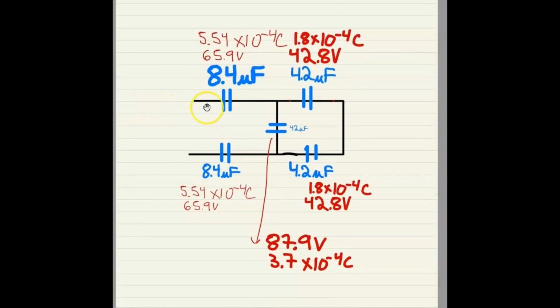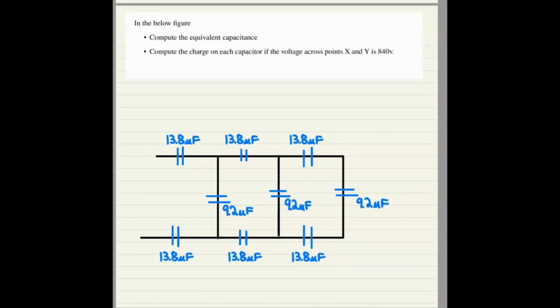The final answer is, this was the circuit that was given to us. This 8.4 microfarad capacitor has 65.9 volts across it and 5.54 times 10 to the negative 4 coulombs. And you can see all the other numbers. This capacitor in the center, it's a 4.2 microfarad capacitor. It has 87.9 volts across it and 3.7 times 10 to the negative 4 coulombs of charge on each one of the plates. All right, let's try problem number 2.